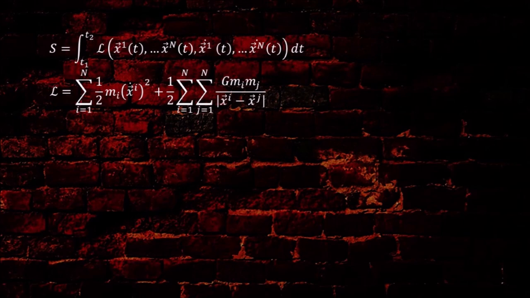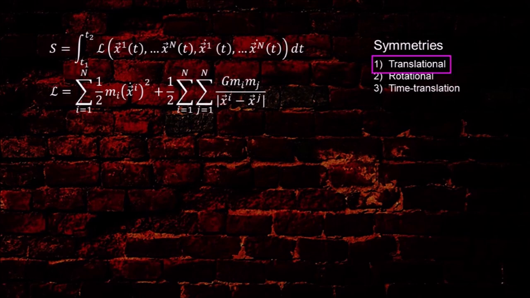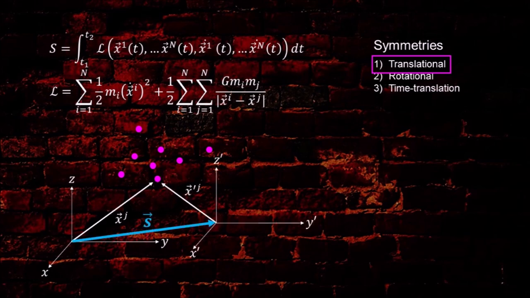Looking at this expression, we see that it has at least three symmetries: translational symmetry, rotational symmetry, and time translation symmetry. Translational symmetry means that if we shift our coordinate system by an arbitrary vector, the Lagrangian remains unchanged.